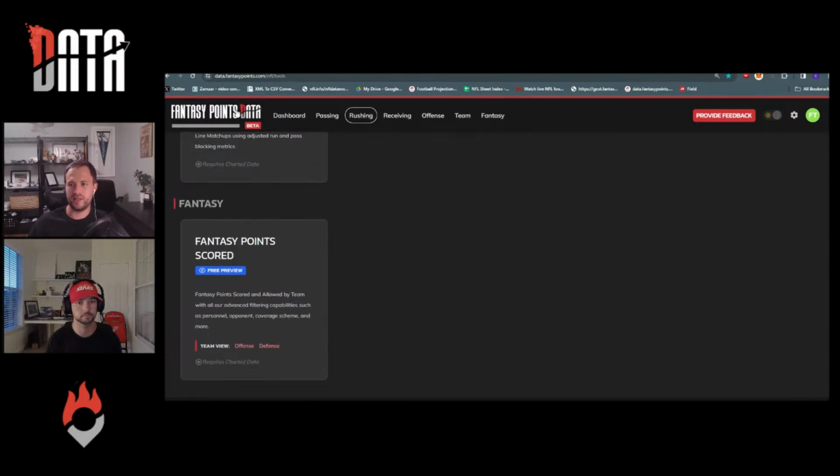And then lastly, the fantasy points scored tool will be great to use just to know how teams are scoring fantasy points with all of our filters. So if you wanted to know how many receiving points teams are giving up to slot players versus outside receivers, you would go to the defense version of this, filter for whichever one you want to look at, and you could look that up there.